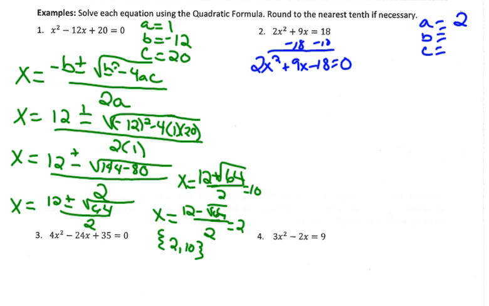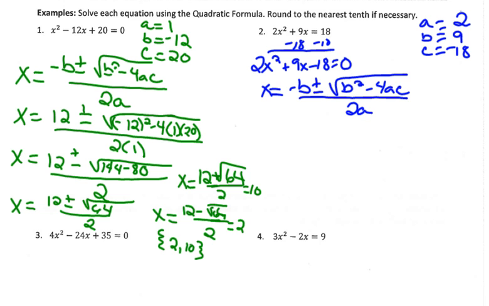So A is 2, B is 9, C is negative 18. Now, you could have divided through by 2. Oh, no, you couldn't have. Never mind, because then that would give you a decimal. Although you could have, but now we're going to start with our formula. So x equals negative b plus or minus the square root of b squared minus 4ac all over 2a.